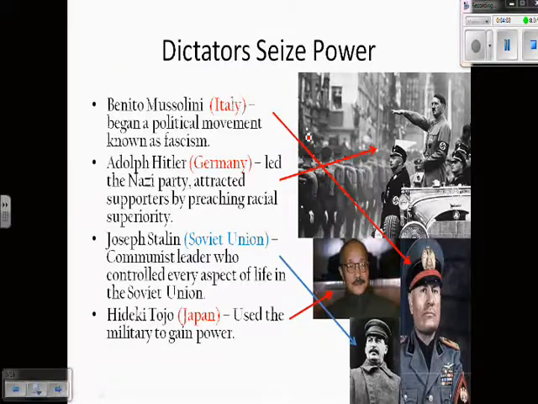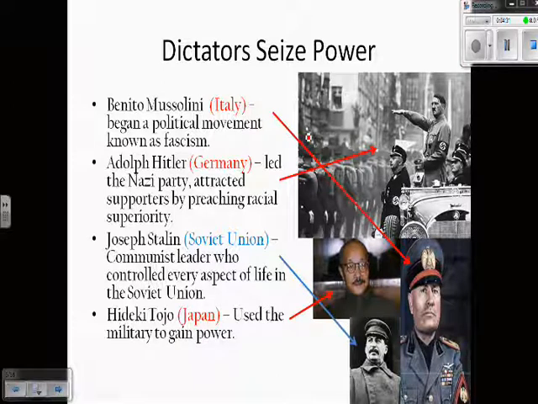Okay, here are the dictators. Benito Mussolini, his movement was fascism, which means the government has total control, and also there's a militaristic element there, so I drew an arrow down to him. Adolf Hitler, we know all about him. He is going to get his support. He's going to capitalize on that anger, that hatred, and preach racial superiority.